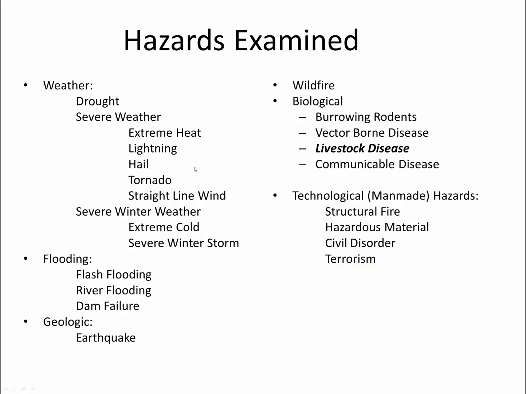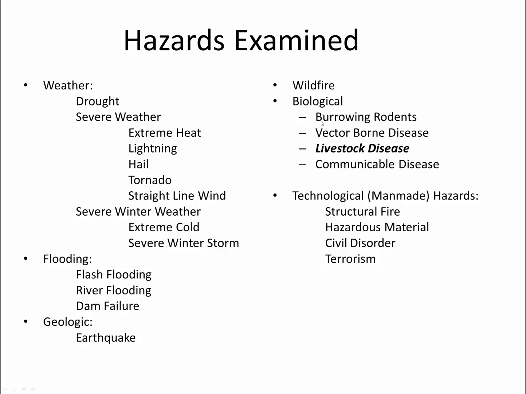The hazards which were examined included drought, severe weather, with 5 subcategories: extreme heat, lightning, hail, tornado, and straight line wind, and severe winter weather, which includes extreme cold and severe winter storms such as blizzards. We examined flooding, including flash flooding, river flooding, and dam failure, and we also examined geologic. In Jerome County, the only geologic hazard that we were able to determine was that from an improbable earthquake. We also examined wildfire and biological hazards.